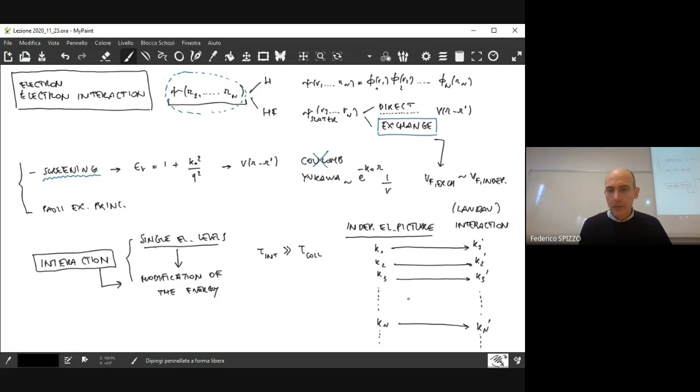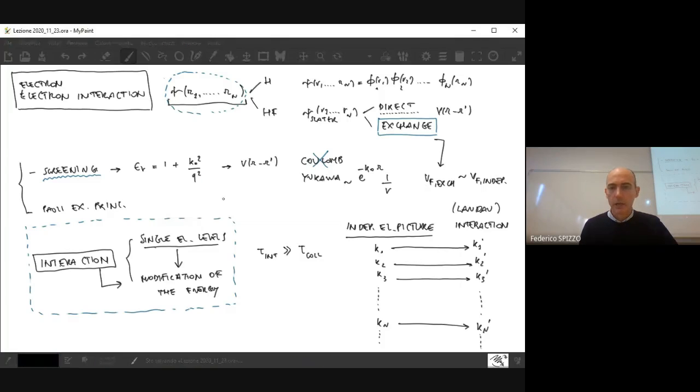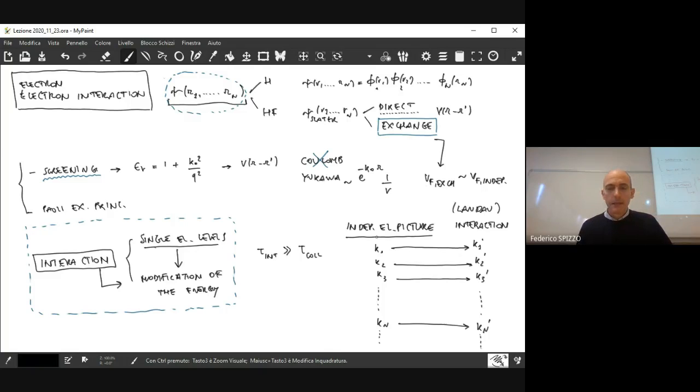So for all the systems where this picture is fine, we may go on with this interpretation. So we continue the discussion of the interaction in terms of single electron levels and just have a modification of the energy to include the effect of that interaction. And the systems where we may use this approach are called normal Fermi systems. So the superconductor is not a normal Fermi system. But again, I wanted to introduce this part just here, as a general comment to conclude this topic.